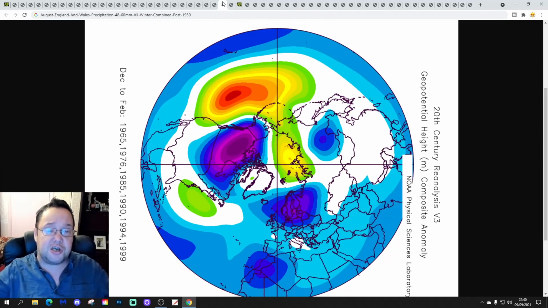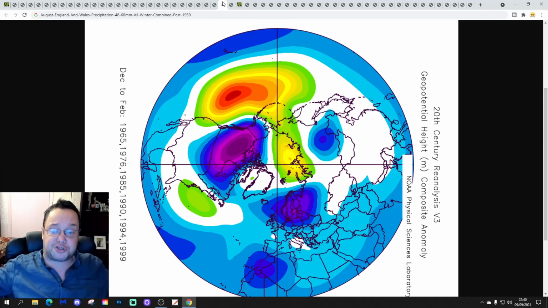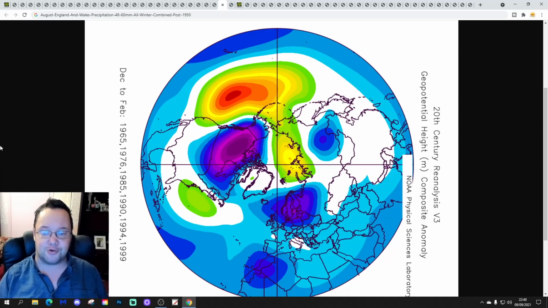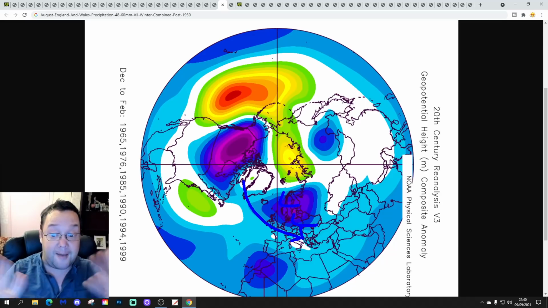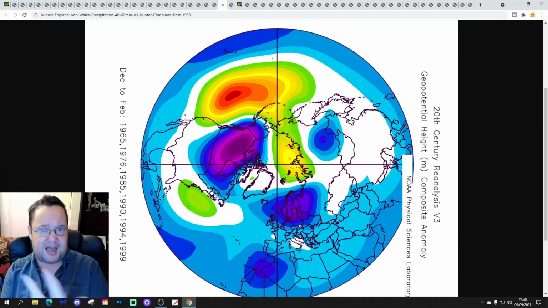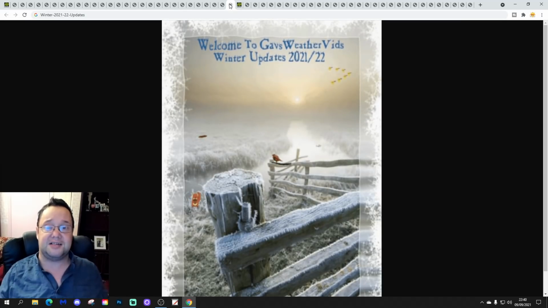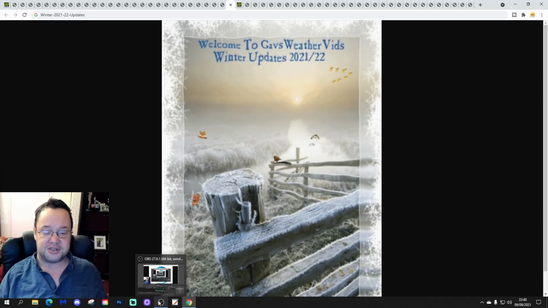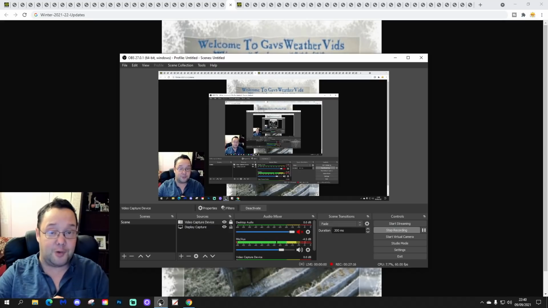And then all winters combined following an August England Wales precipitation range of 48 to 60 millimeters post-1950 look like that, with below average heights to our east and northeast. Quite unsettled, particularly so in December, particularly a mild and wet signal for December. Some cooler snap potential for January and February, but not a classic signal for those winters after 1950, following that August England Wales precipitation range.